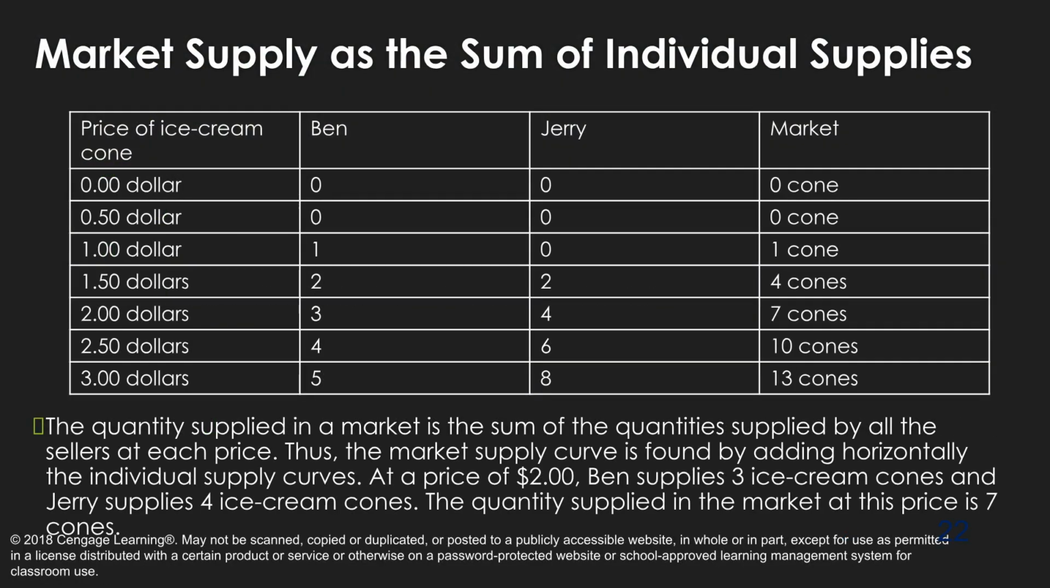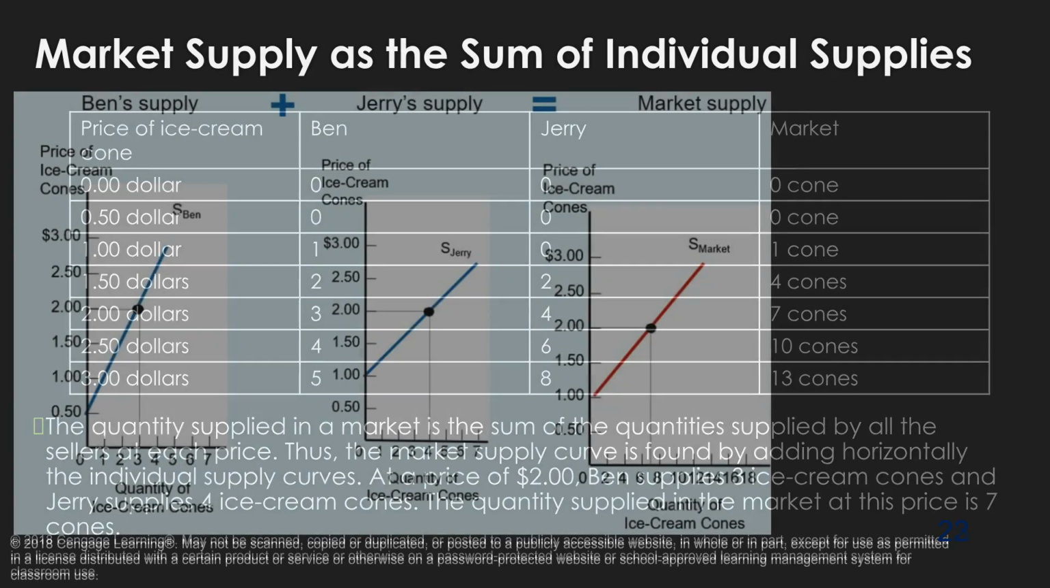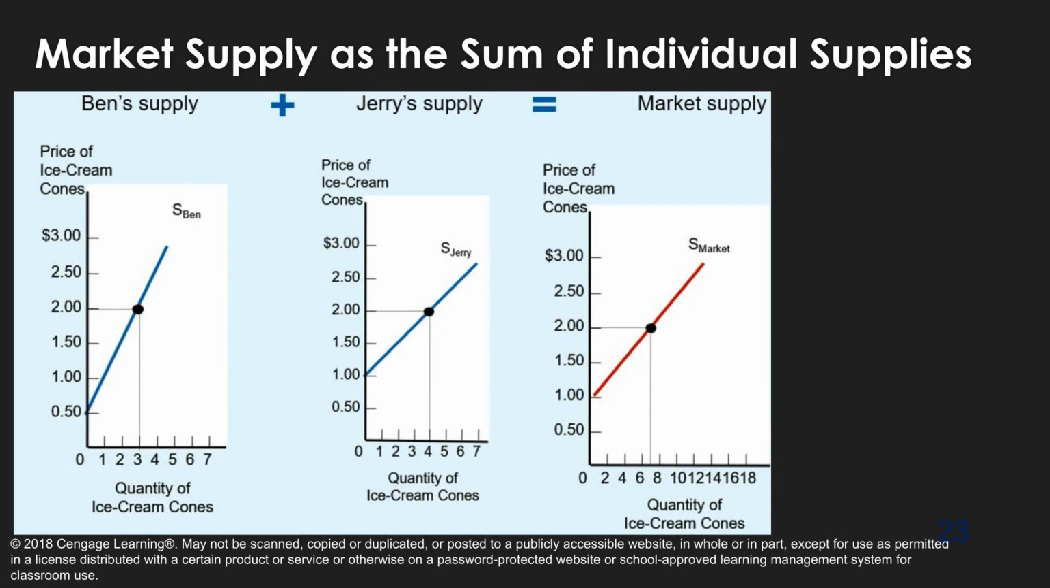This visual demonstrates how to calculate market supply. By adding the quantities that different sellers, such as Ben and Jerry, are willing to provide at each price, we determine the total market supply at that specific price. These graphs show the individual supply curves for Ben and Jerry and how they combine to form the total market supply curve. Each individual contribution adds up to represent the overall market behavior.